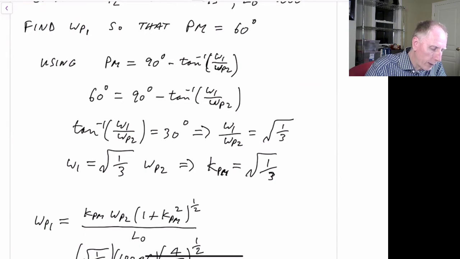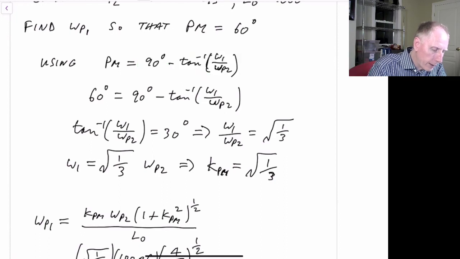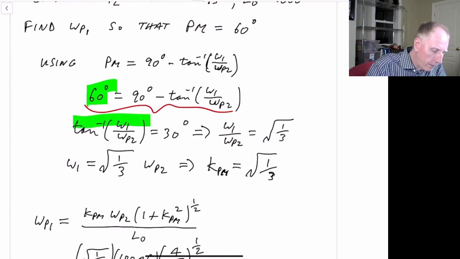Using the equation we have above, the phase margin is 90 degrees minus the arctan of omega 1 over omega p2. We have that our phase margin is given to be 60 degrees, which means that, taking the arctan to the left and the 60 to the right, the arctan of omega 1 over omega p2 should equal 30 degrees.